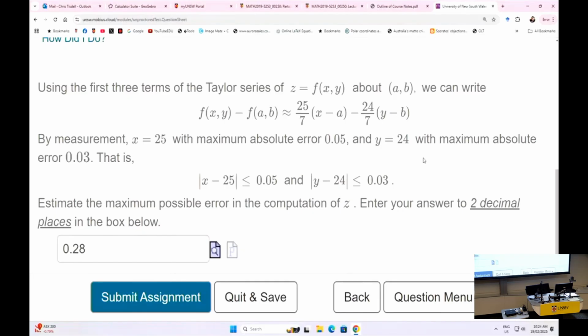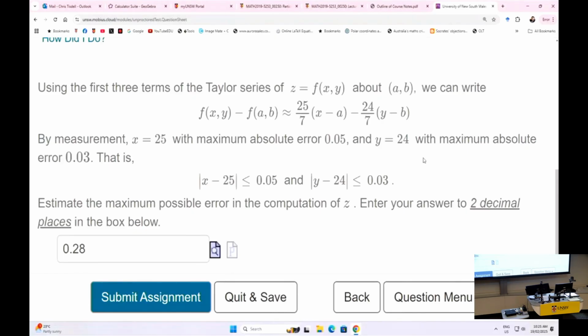You can see in the first sentence they tell you exactly whether you want linear or quadratic approximation here, right? The first three terms, yeah? So that's linear. Use the first three terms of the Taylor series. For this function, about this point, what's the function? We don't know. It doesn't matter in these sort of questions. It doesn't matter what the function is. Okay? What's A and B?